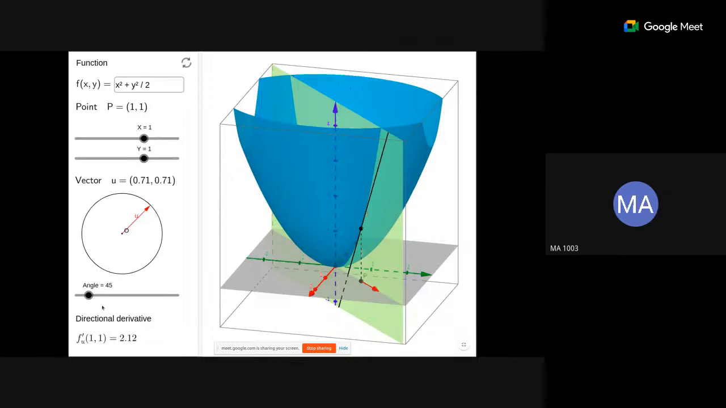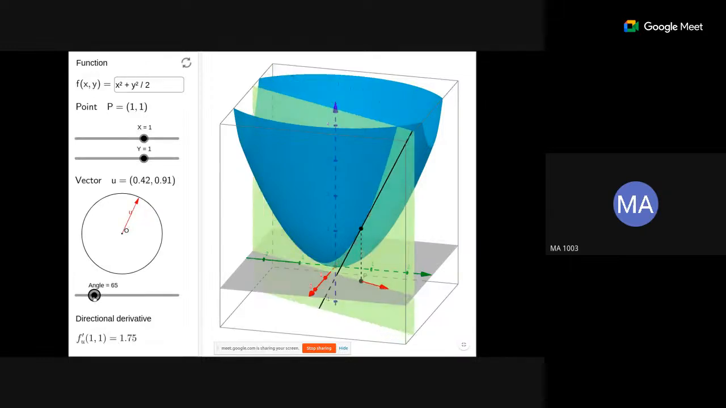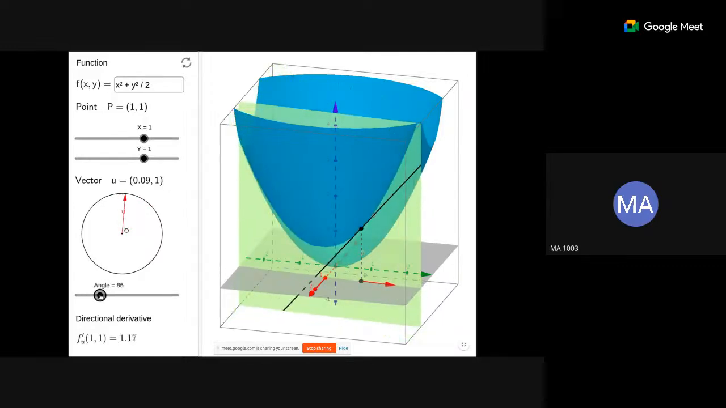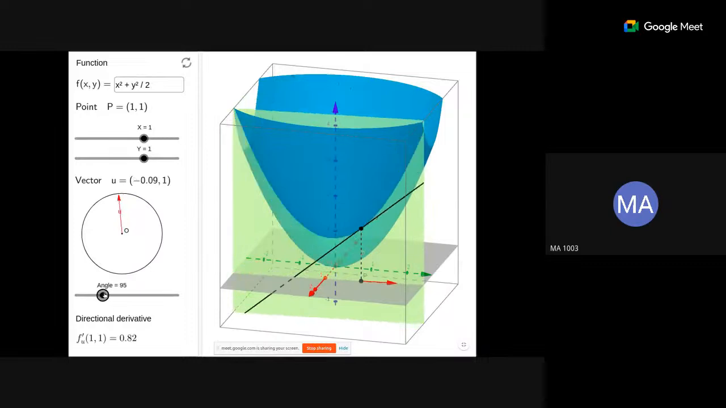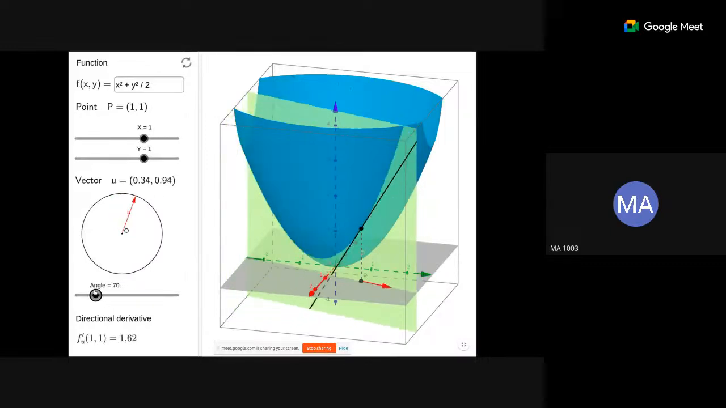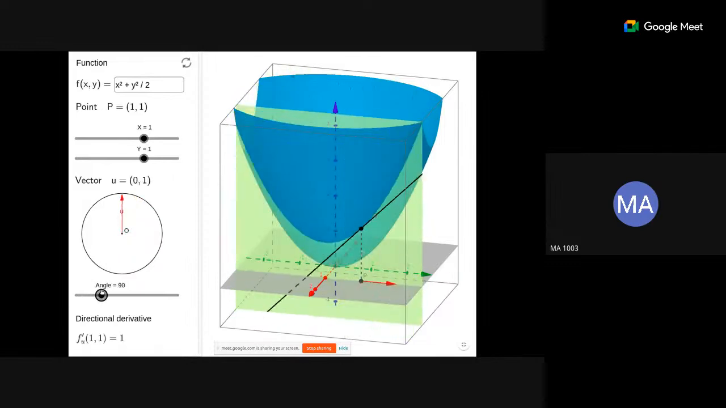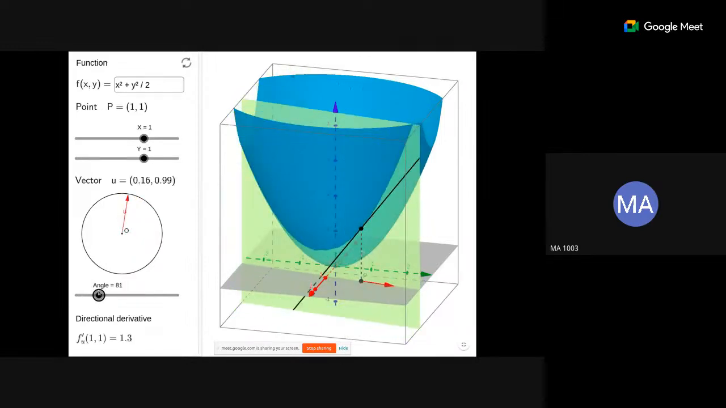Now, if I change the vector, you can see the plane will move. So the tangent will also move, but I am fixing my point. My point is not moving. The tangent will move because we are changing the direction. So our directional derivative will change. That is what directional derivative does.